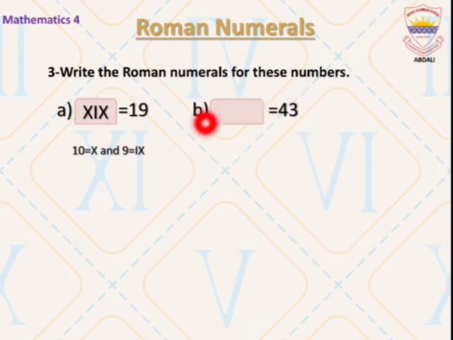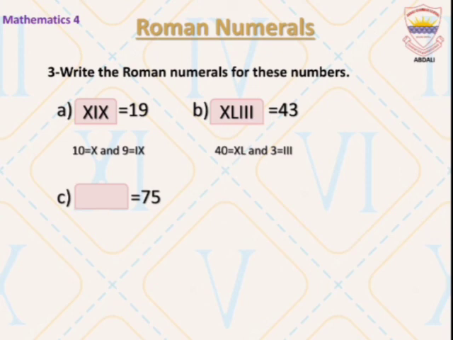Students, let's solve our part B, that is 43. We split 43 into two parts, 40 and 3. 40 is equal to XL and 3 is equal to III. We write 43 as XLIII.